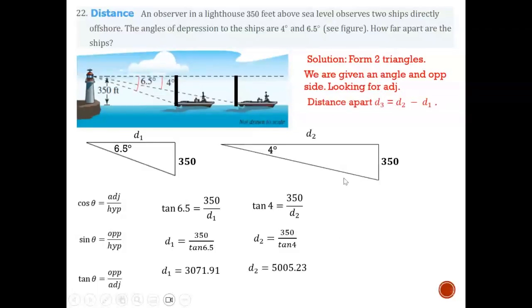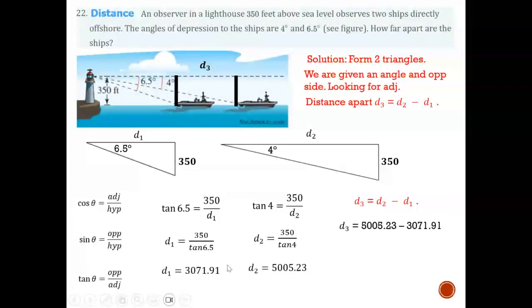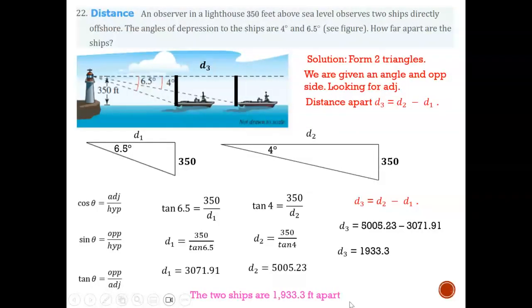Okay, now this is the part. D3 is equal to D2 minus D1, guys. This here on the sketch is D3. So D3 is equal to D2 minus D1. Here we go. D2 is 5,005.23 feet, and D1 was 3,071.91 feet. We subtract, and it's going to give us something like 1,133.3 feet. So the two ships are 1,133.3 feet apart.